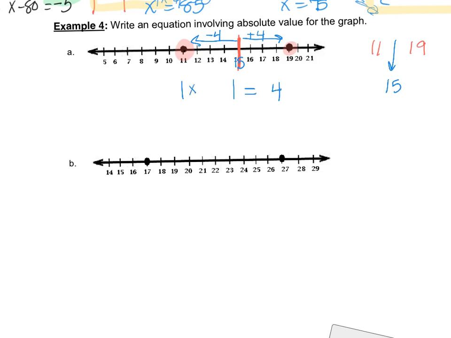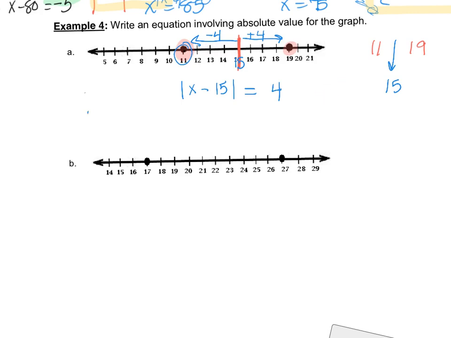If you take away 15 from it, and then after you take the absolute value, you get 4. 11 minus 15 is negative 4. The absolute value of that is 4. Same thing with the one on the right. 19 minus 15 is 4, and the absolute value of 4 is 4.